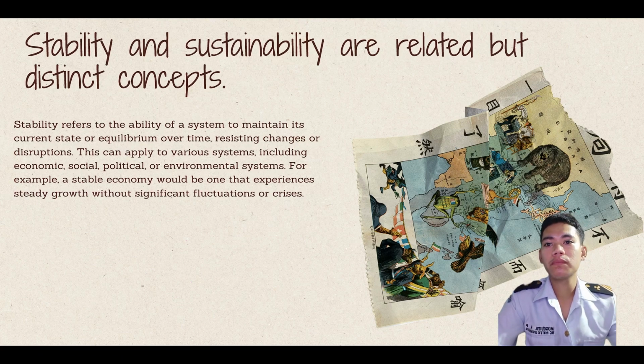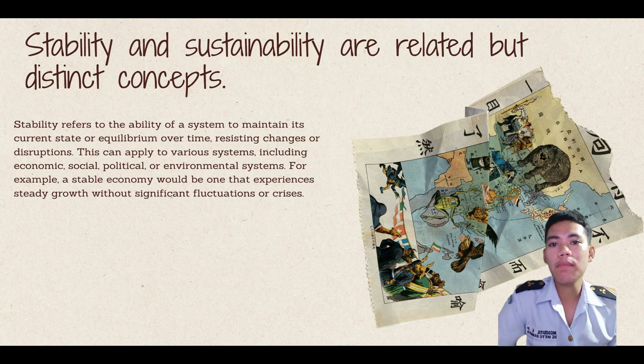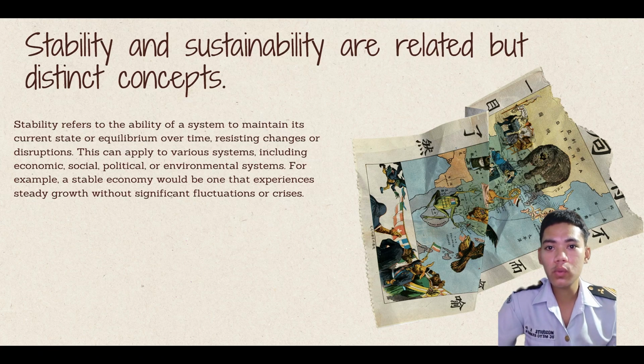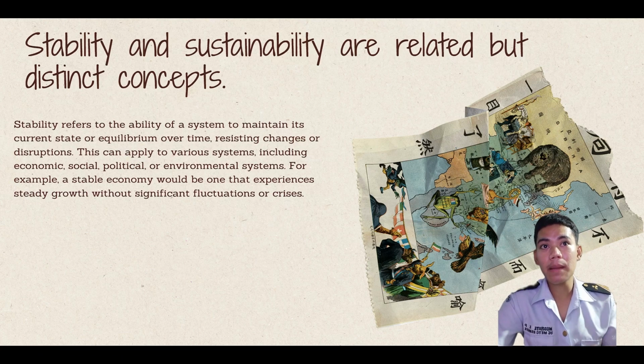For example, in nature, a stable ecosystem is one where plants and animals have what they need to survive, like food, water, and shelter. If the ecosystem stays balanced, it's stable. But if something disrupts it, like pollution or habitat destruction, the ecosystem will become unstable. That's why sustainable development is created.